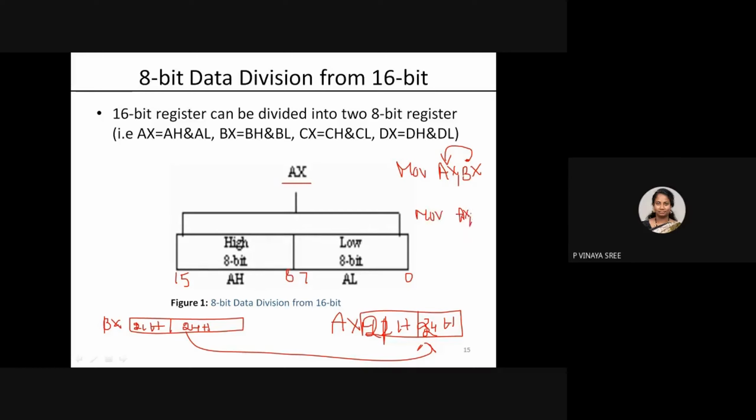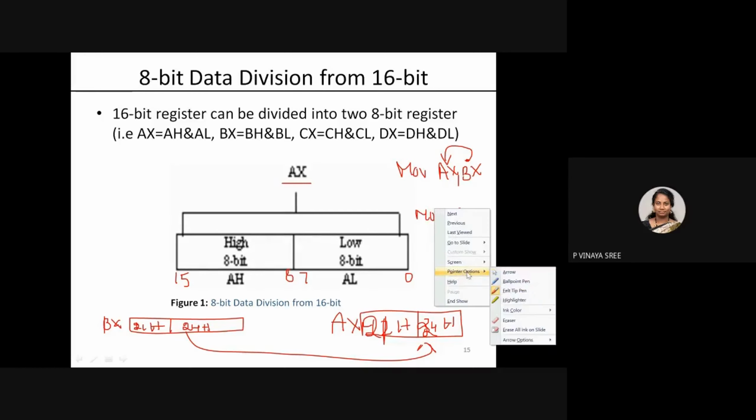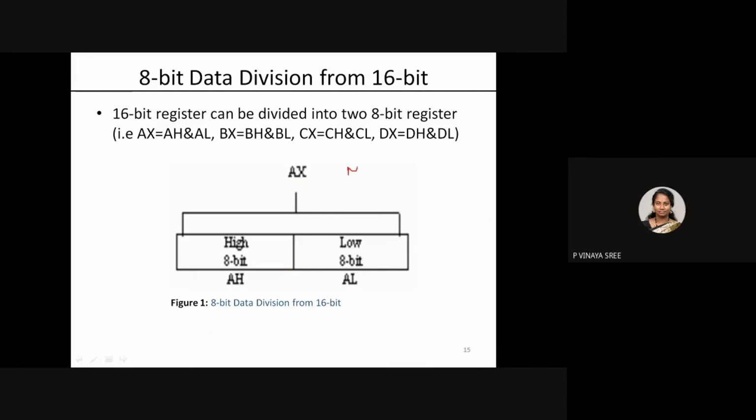Move AX comma 1 2 3 4 H. Okay, means what, this will be moved into this contents. Is this correct? Let me write move AX comma 1 2 H. Which instruction is correct? First one or the second one?